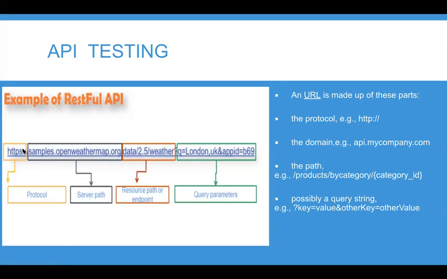And then you have your colon and double slash, and then you have this name. This is what is called your server path. And then in between this org and data, there is a slash. After that slash there's another line of data, which is called your resource path or endpoint.